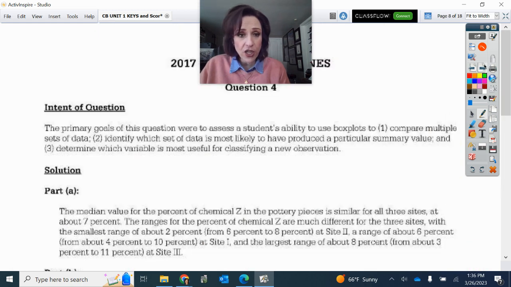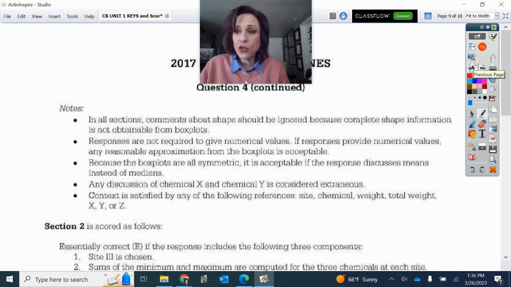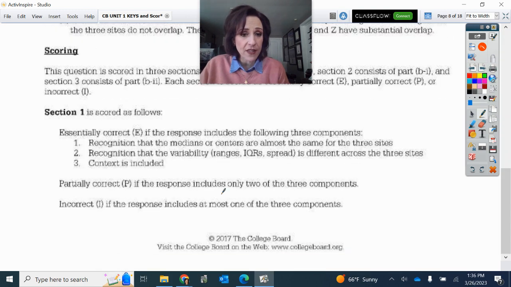So in fact, if we look at the grading guidelines, to get an essentially correct on this, they wanted you to recognize and describe the comparison of the centers and the spread. Usually, the 2 most important ones are center and spread. So you had to recognize that the medians, or the centers, are almost the same for all 3 sites of chemical Z. You had to recognize that the variability, so either ranges, interquartile ranges, or some indication of spread, is different across all 3 sites.